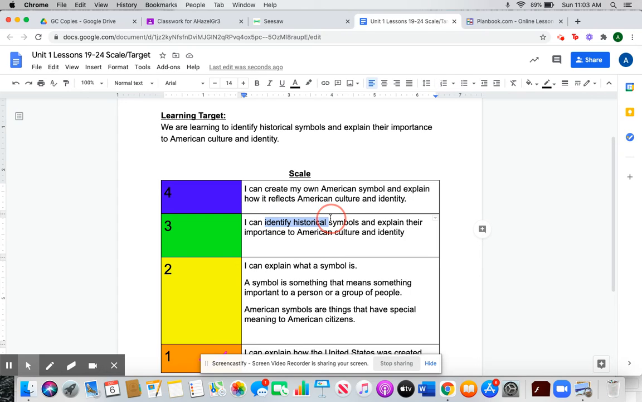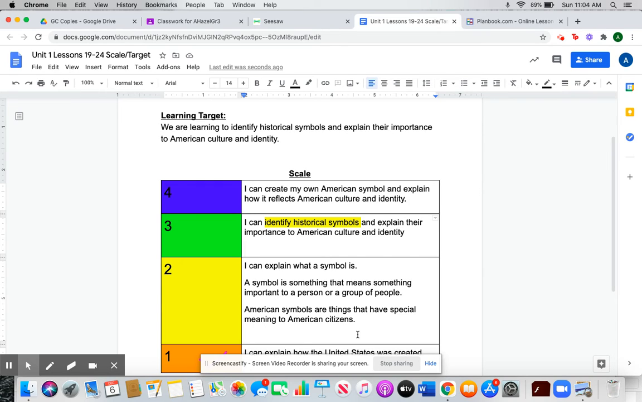So, now we're going to work today on right up here, you're really going to begin to work on identifying historical symbols, okay? Today, our focus is going to be on identifying. Tomorrow, you'll get to work more on explaining their importance to American culture and identity, right? So, in other words, just their importance to American citizens and why what they stand for is important to Americans.